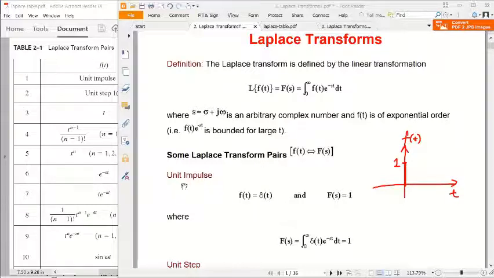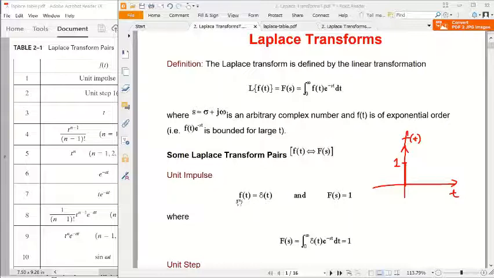Let's say you have a unit impulse. Unit impulse, if you draw it in time domain, is just like this, just one bar with a strength of 1. That's why we call it unit impulse. Unit means 1, so impulse with the strength of 1. So this is the unit impulse, and the symbol for unit impulse is delta.